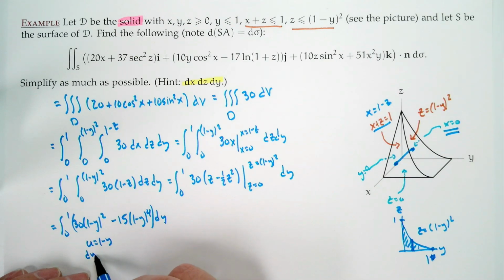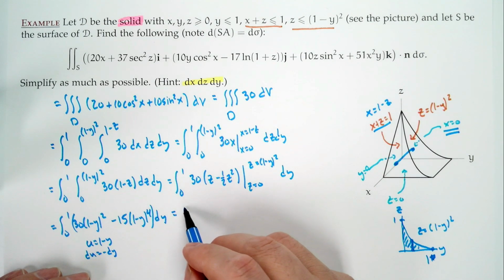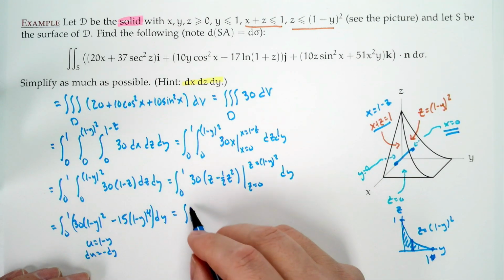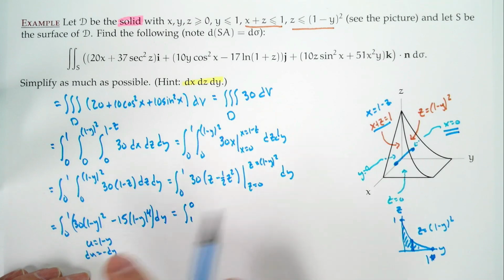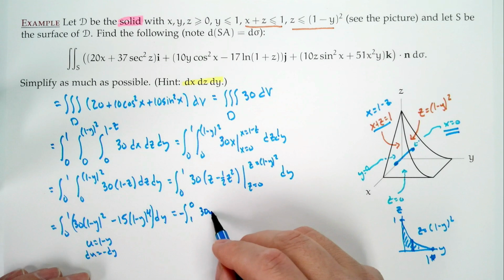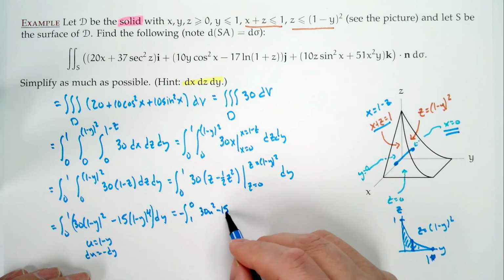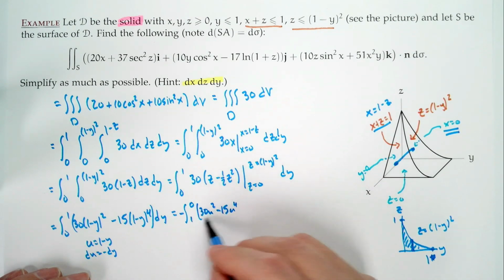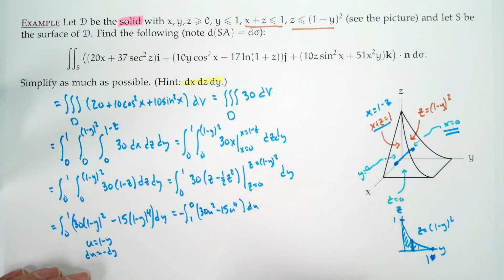Well, you get du is minus dy. And so this becomes the integral from 1 to 0. But because of this minus, there's a minus in front. And then you get 30u squared minus 15u to the 4th du. Well, just flip the bounds, get rid of the minus. 0 to 1, 30u squared minus 15u to the 4th.